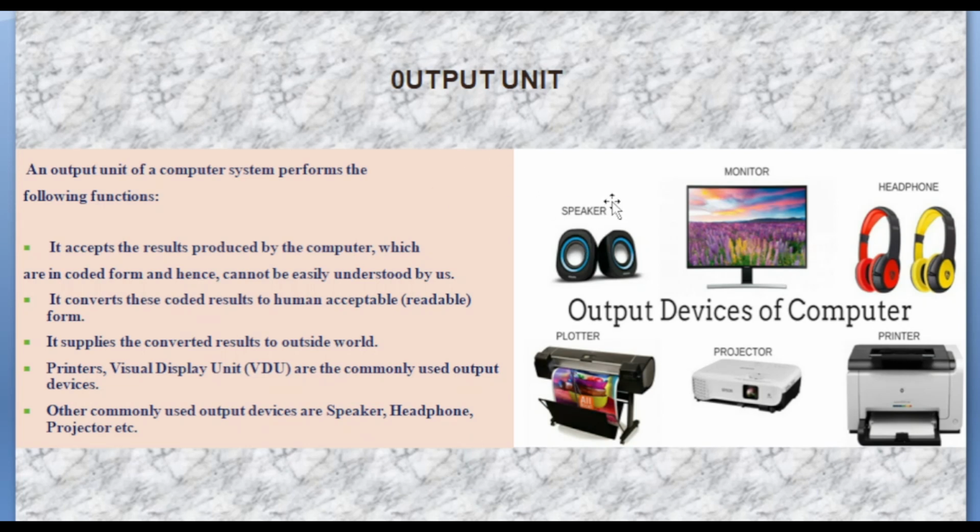Next is the output unit. These are the commonly known output units of a computer: monitor, where we can see our data or input; speaker, plotter, projector, printer, and headphone. The output devices accept the results produced by the computer, which are in encoded form and hence cannot be easily understood by us because it is machine language. It converts that machine language to a human-acceptable form and supplies the converted result to the outside world. And another important output device is the projector.